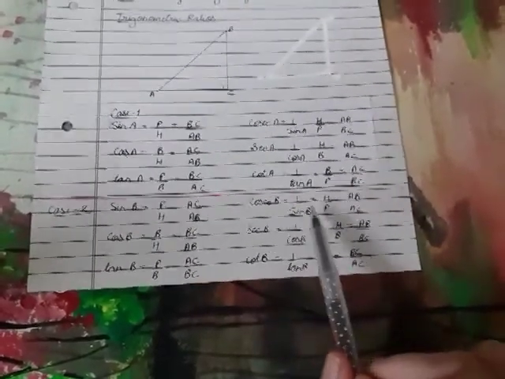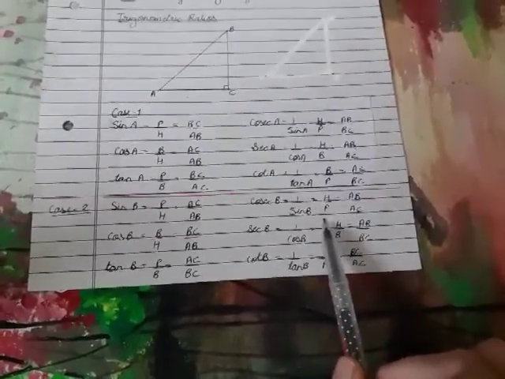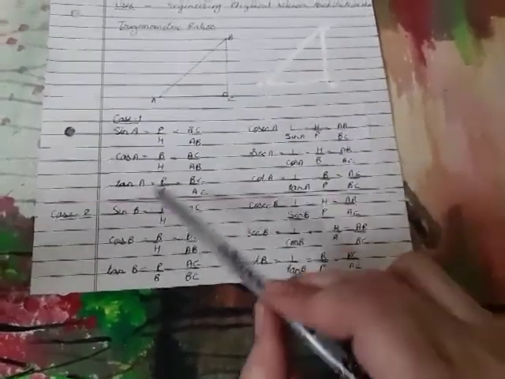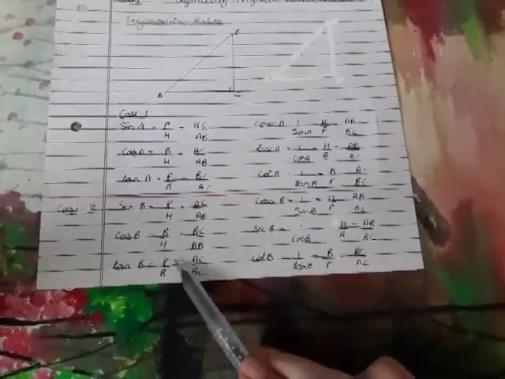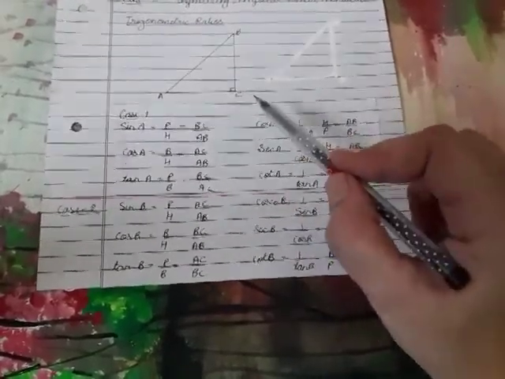Cosec is the reciprocal of sine, so this is hypotenuse upon perpendicular, which becomes AB upon AC. Sec B is the reciprocal of cos, that means H upon B, which is equal to AB upon BC. And cot is the reciprocal of tan, so this becomes base upon perpendicular, which is equal to BC upon AC.